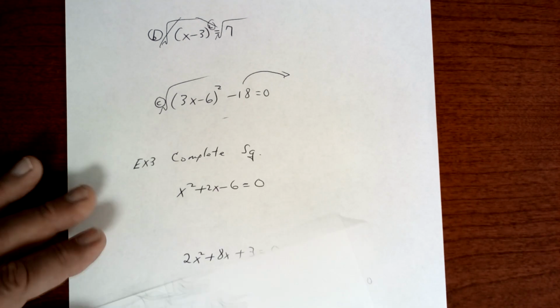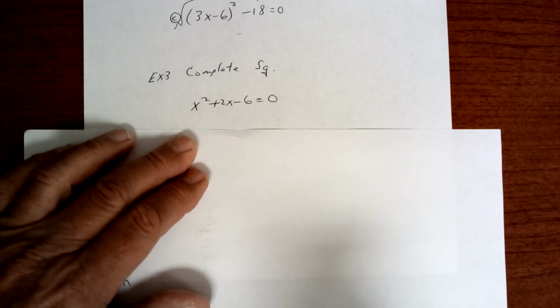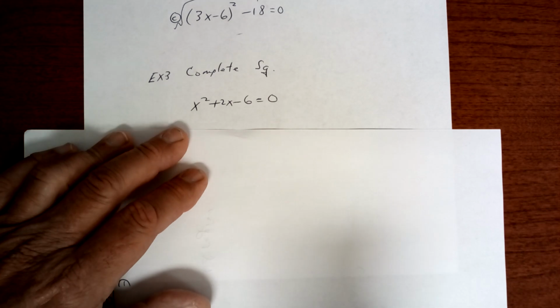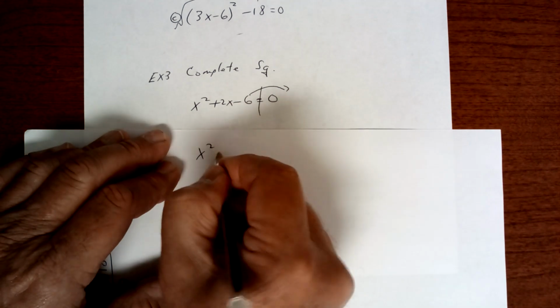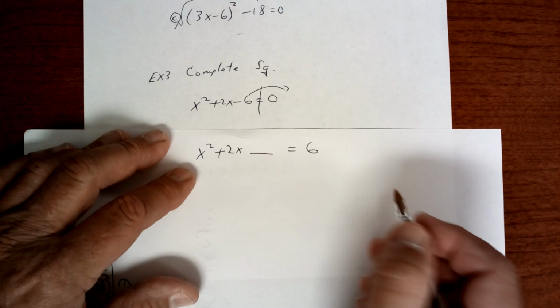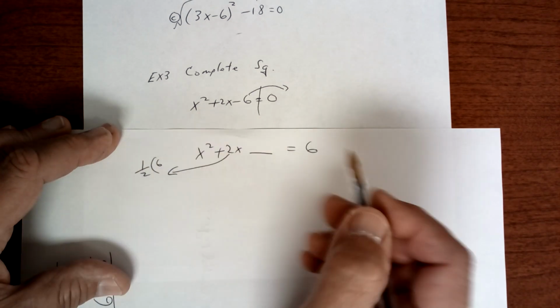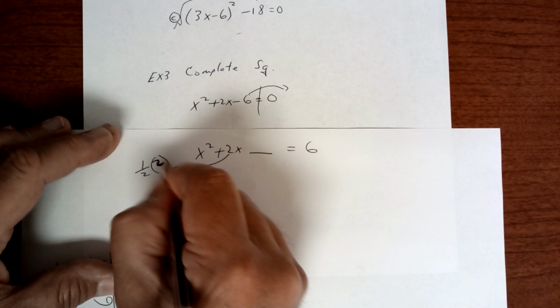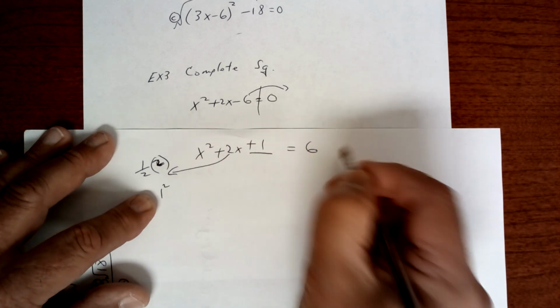All right, last one, completing the square. Copy this down. Remember, on completing the square, you move the 6, or whatever it is, to the other side. So you're going to get x squared plus 2x equals 6. You're going to do half of the middle term, which is 2, and then you're going to square it. So half of 2 is 1, and 1 squared is 1. So you're going to add 1 here and add 1 there.